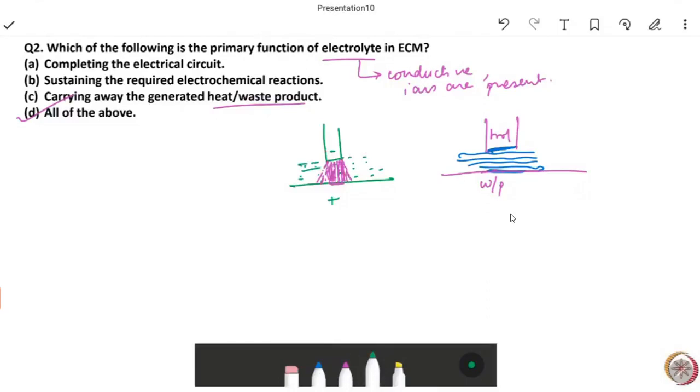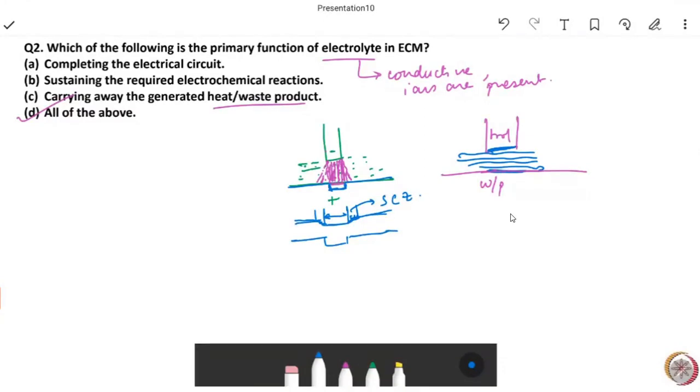Suppose this is the feature size that we are expecting after the electrochemical machining; what happens is more like this. Due to the stray corrosion actions, some overcut happens. This was the original dimension you wanted, but what you got is slightly deviated from that. This is what we call a stray corrosion zone.